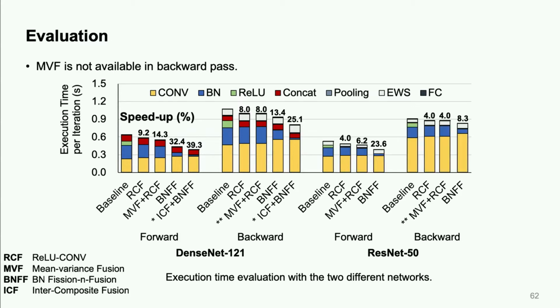And also, this was a result from the DenseNet, and these are results from the ResNet. The ResNet shows a similar tendency, but has smaller speedups compared to that of the DenseNet, because the main reason is the difference in the non-convolutional portions and the model differences.